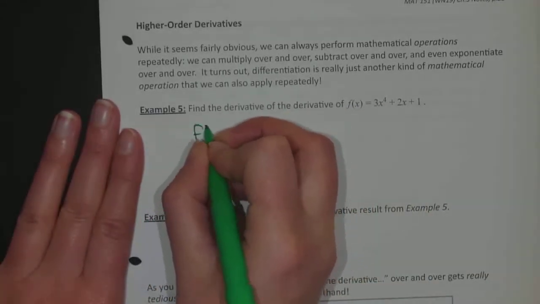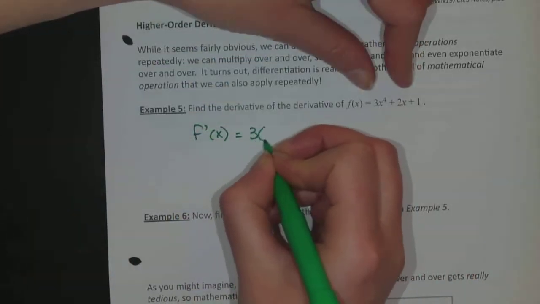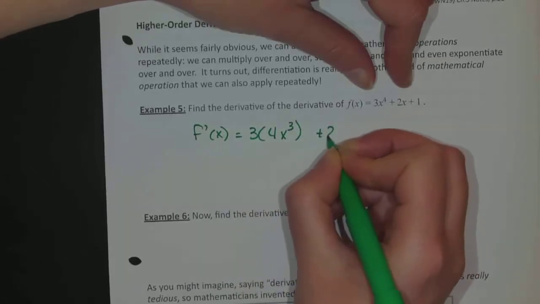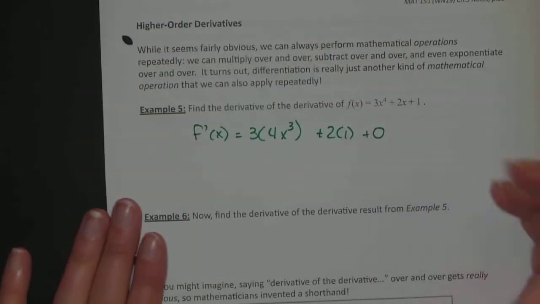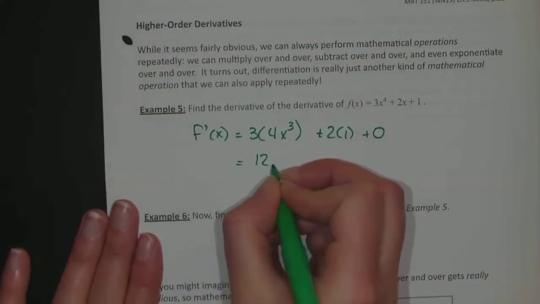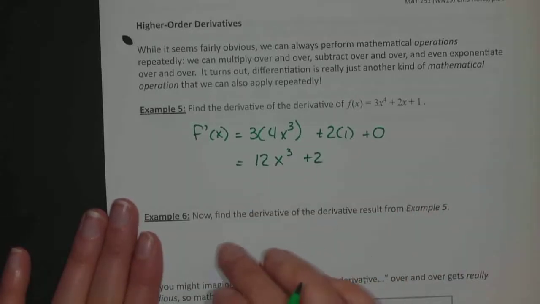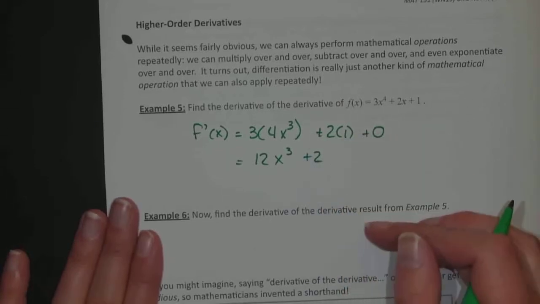So first derivative, f prime of x, equals, so that's 3 times 4x to the third using the power rule, plus 2 times 1 plus 0. Again, I don't often write that, but for right now, we're just showing all of our work. And so I'm going to have 12x to the third plus 2. That's the first derivative. Now I can find the derivative of that derivative. I can do the whole process again.